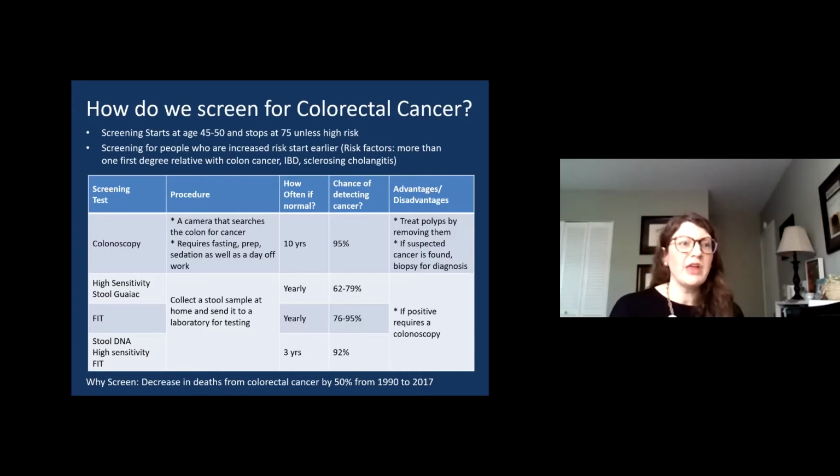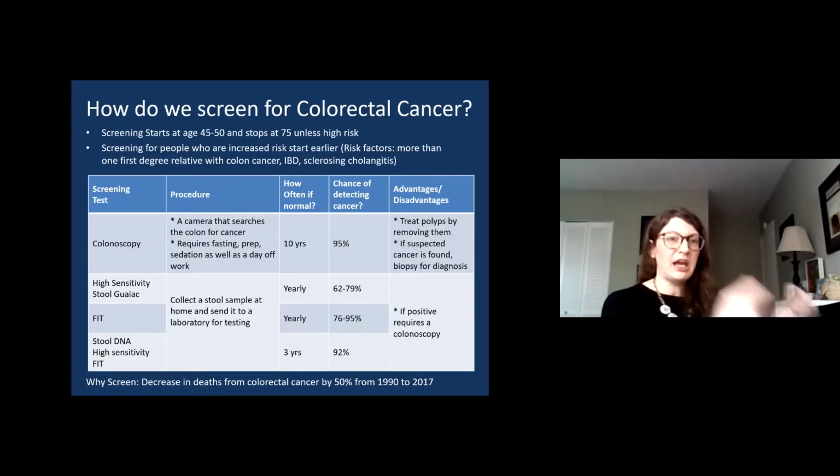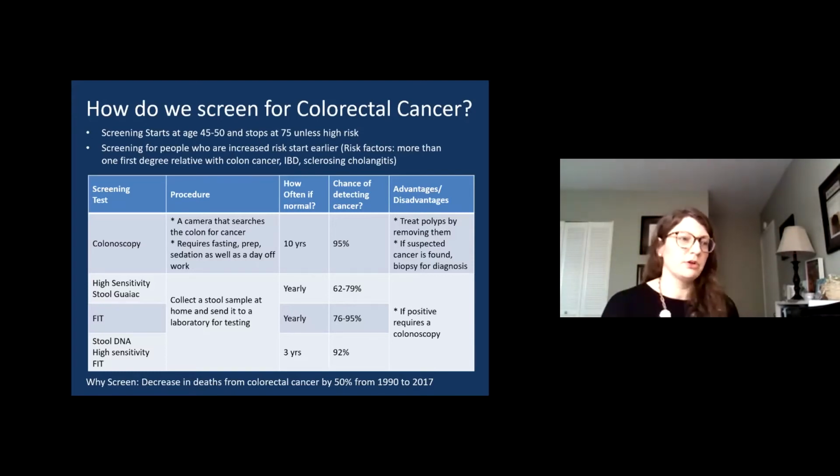And it's the most reliable test for detecting a cancer. It detects 95% of cancers within the colon that are there. The other tests, the advantage to the high sensitivity guaiac, the FIT test, and the stool DNA test is that you can actually do these at home. It requires a small stool sample that you do in the privacy of your own home and either bring back to your primary care doctor or you send in to a company that will run the test for you.